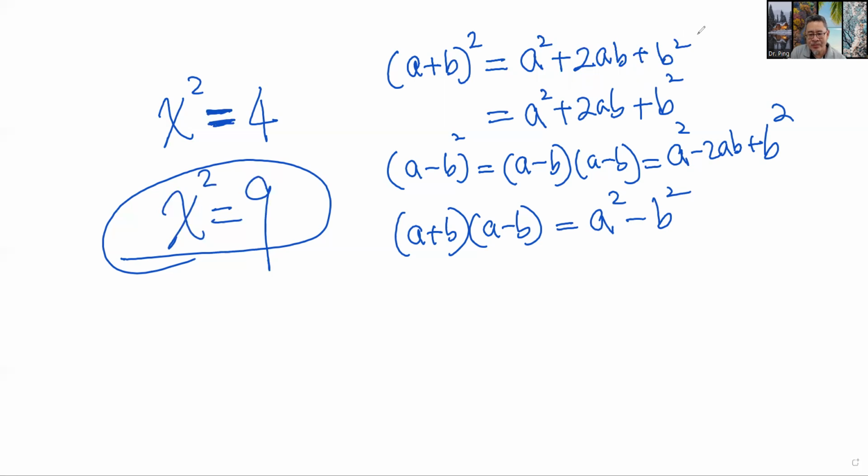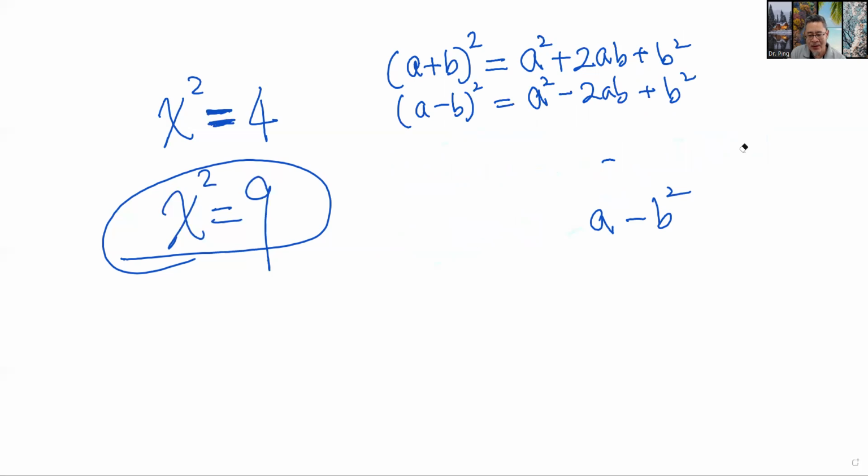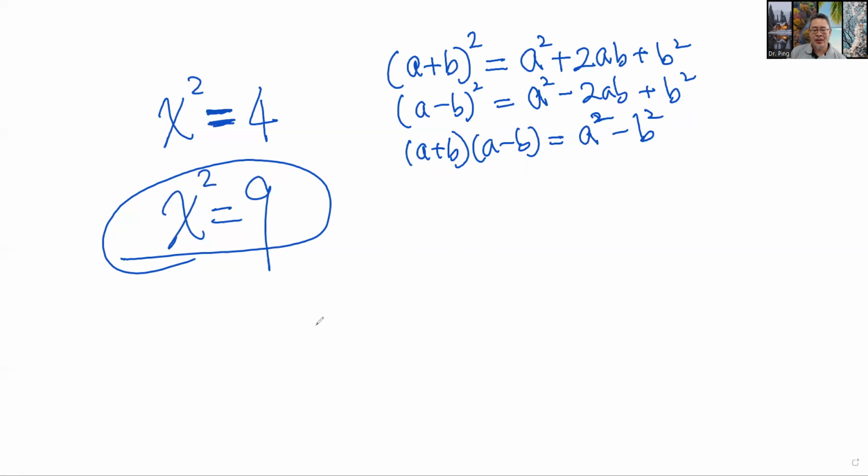So we have this one. And we also have, we said, (a minus b) squared is equal to a squared minus 2ab plus b squared. And lastly is that. So these are the famous 3 identities. Okay, (a plus b) times (a minus b) equals a squared minus b squared. A lot of times you will use that to play tricks.